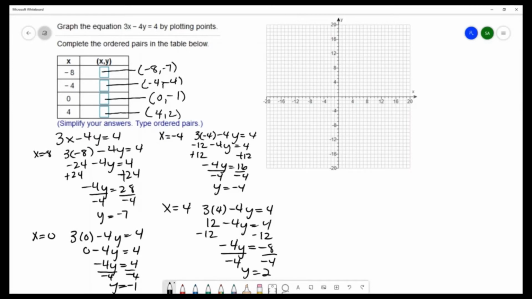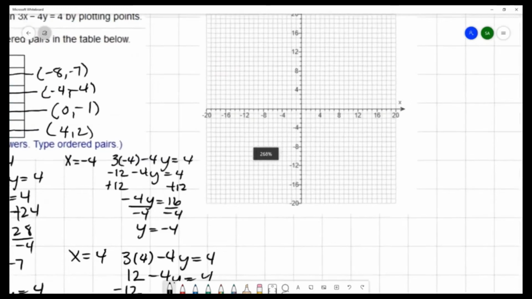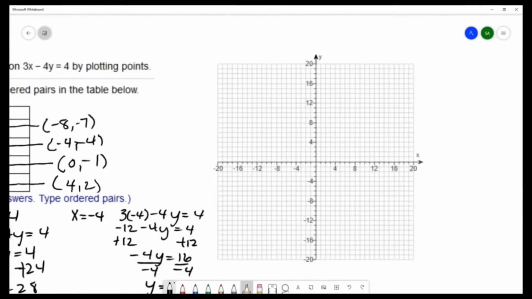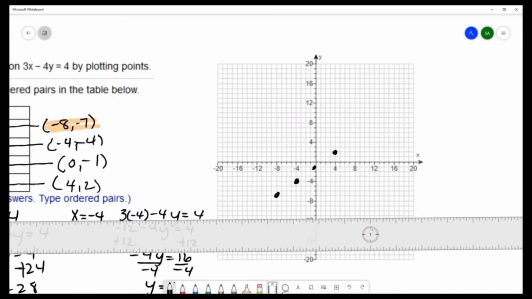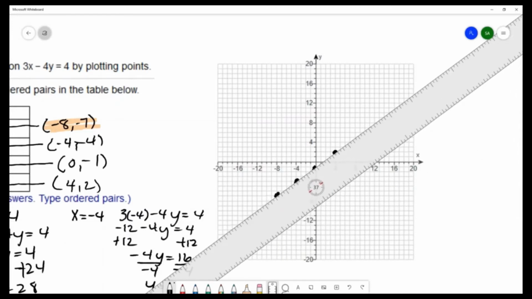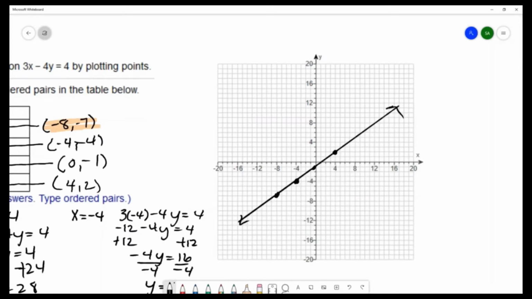Then I'll graph this equation by plotting the points. I have the points on the left here, negative 8, negative 7, negative 4, negative 4, 0, negative 1, and 4, 2. This creates a straight line, and I'll connect these points with the straight line. So we have the graph of 3x minus 4y equals 4 by plotting points.